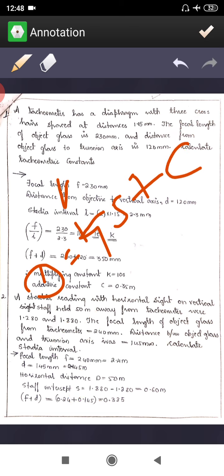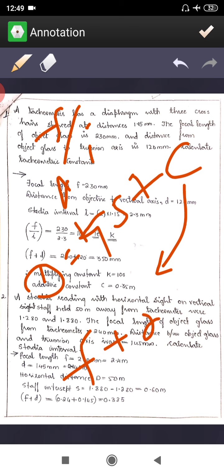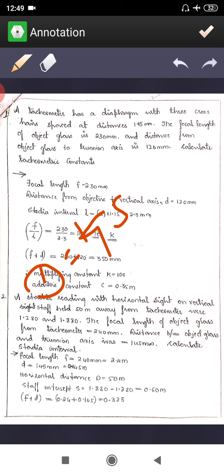Now this K I can write as F by I, and I can write this C as F plus D. So F is known, D is known, here also F is known, but small I I have to determine. Capital D is known, so I can use this formula to get the I value. So that I am going to do here.